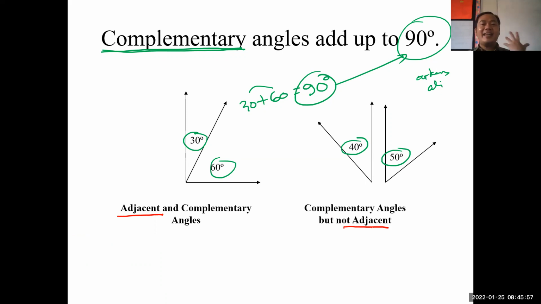Okay, guys. So again, like I said before, adjacent angles are angles that share a common plane. If they do not share a common plane, then we cannot say they're adjacent angles. But if we're talking about complementary angles, it means that they will add up to 90 degrees. So 40 plus 50 is also exactly 90 degrees. It means that these two angles are pairs of complementary angles.